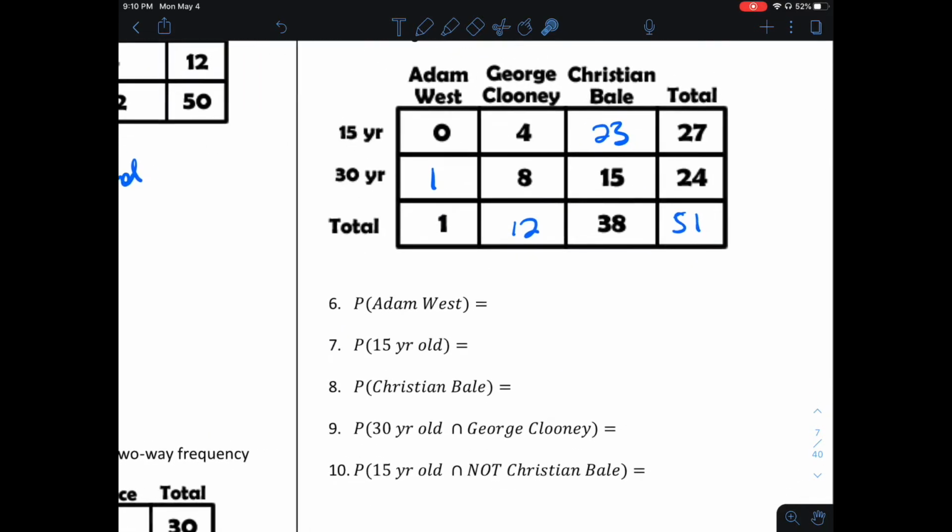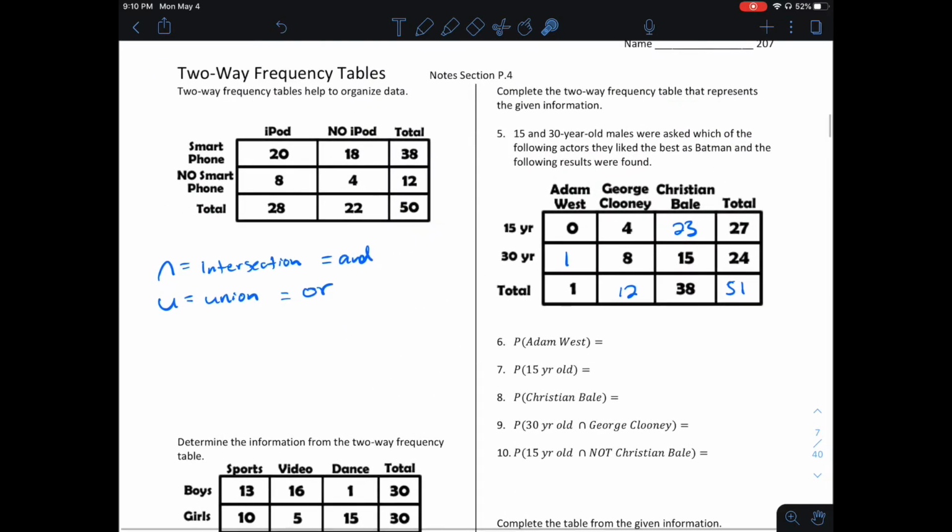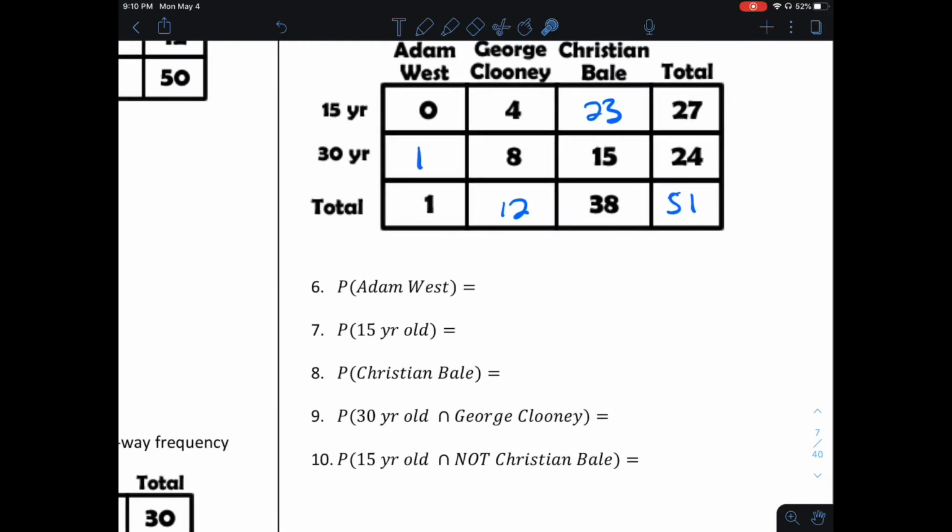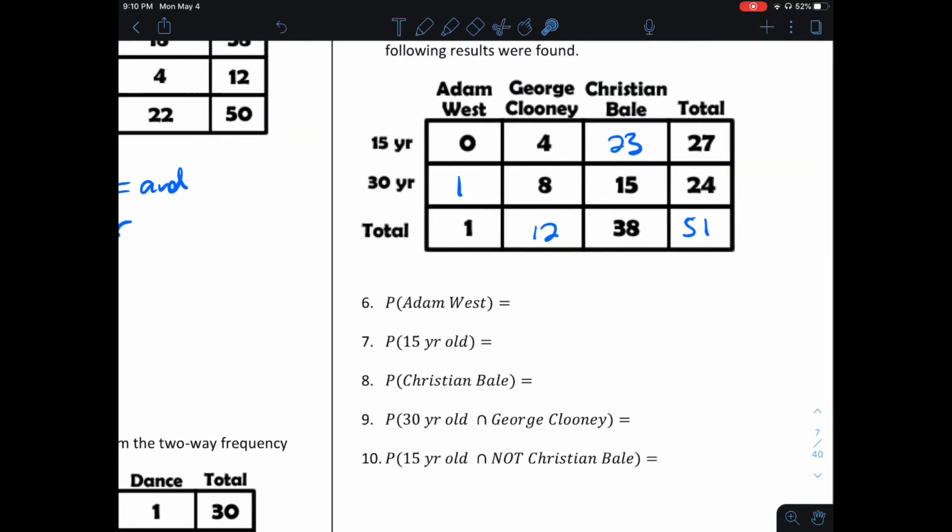What's the probability that you choose a person at random? So let me read the scenario. 15 and 30-year-old males were asked which of the following actors they like best as Batman, and the following results were found. So if you choose a person at random, a person that was surveyed, what's the chances that person prefers Adam West as Batman? Well, only one person chose Adam West. How many people were in this total survey? 51, so that's 1 out of 51.